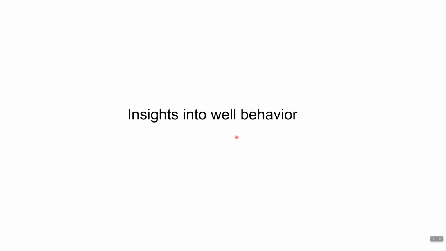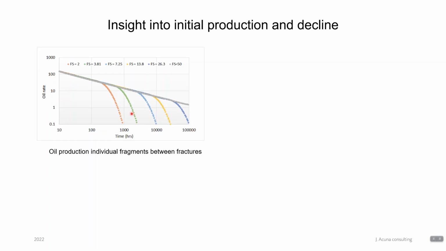So let's go into insights into well behavior. Now, very early on, when I start to produce, this is my fracture spacing, by the way. Here is fracture spacing of 2 all the way to fracture spacing of 50. Initially, every single fracture produces the same because they are connected to the same area of matrix. But as time goes on, the ones that are closely spaced, the production starts to decline very quickly. And then the next ones, where the fracture spacing is wider, start to decline later in time. Late in the life of the well, only the fractures with larger spacing sustain flow. The other ones are already, the production is too low.